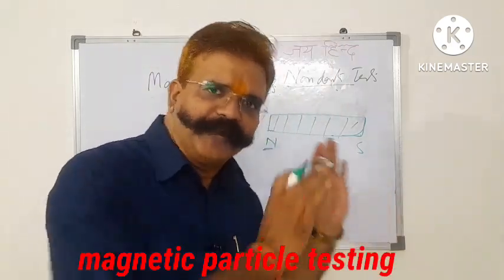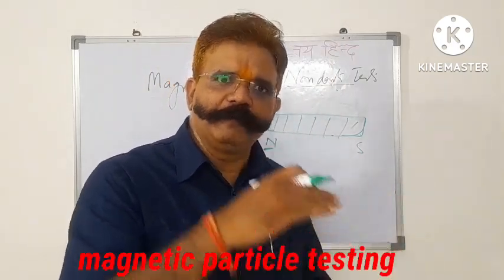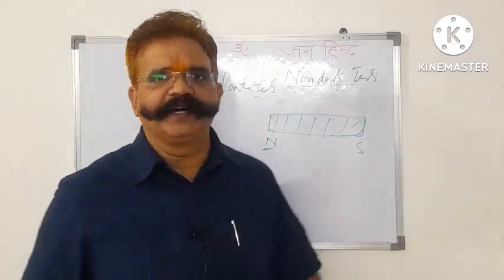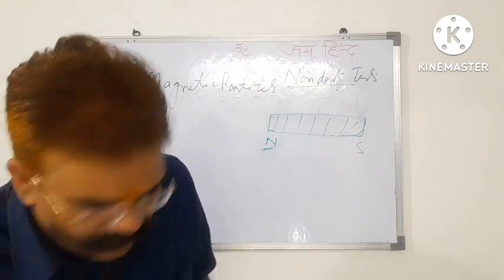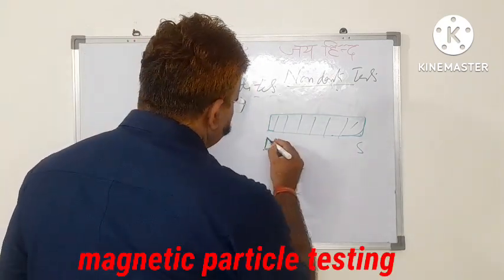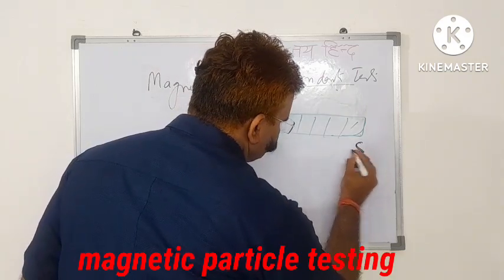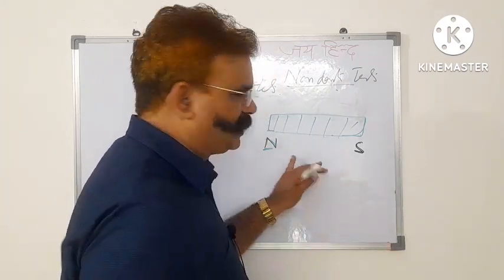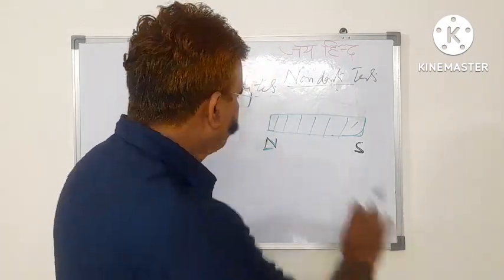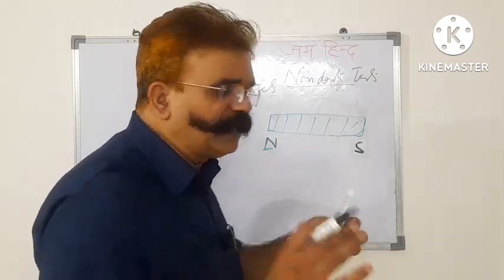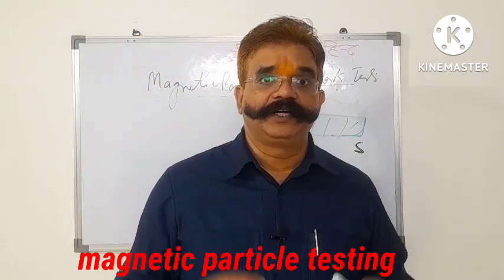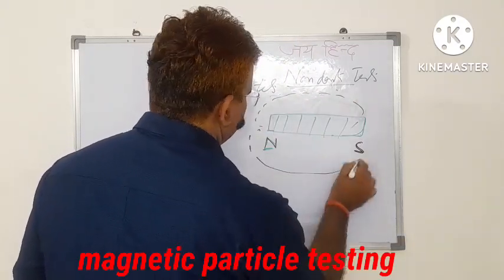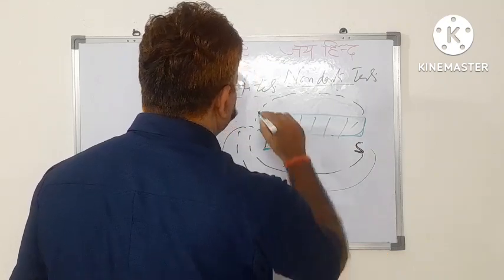Let us see its basic properties which will be useful in studying its application in magnetic particle testing. We know that these north and south poles are at the ends of this bar magnet or rod. Suppose this is a magnet. There are magnetic lines of force which travel from the north pole to the south pole, like this.